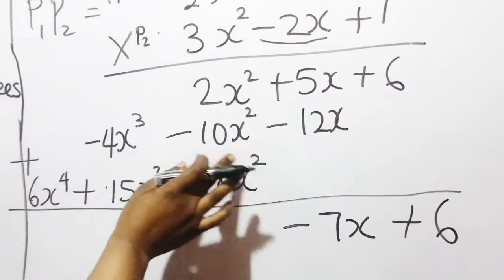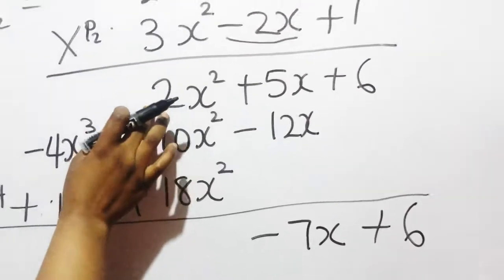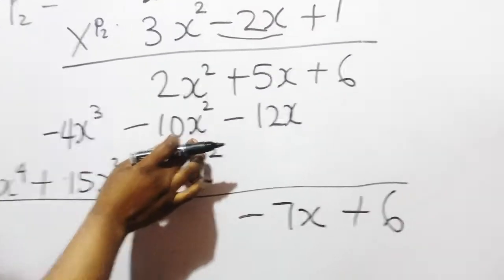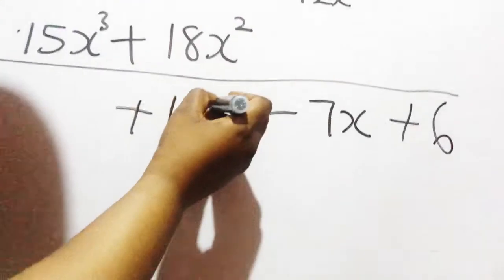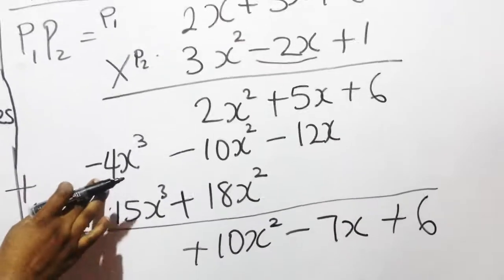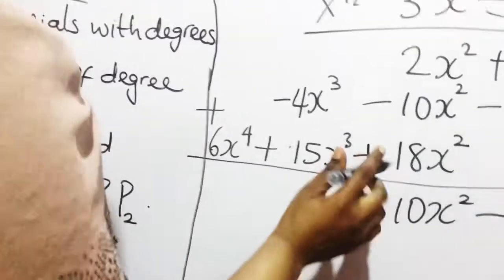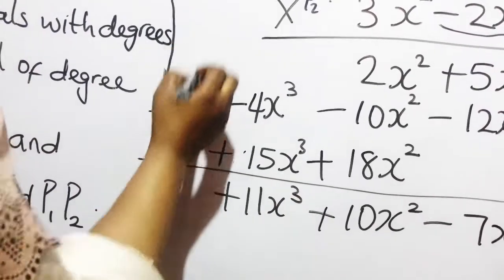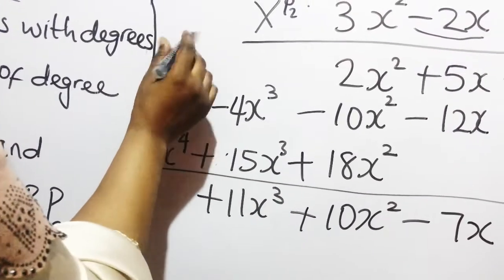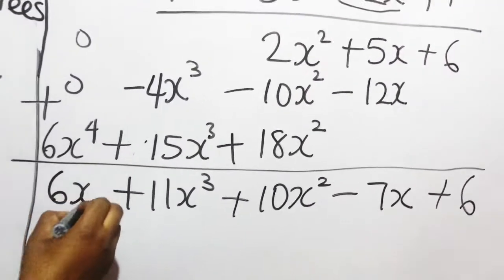Plus 2x squared minus 10x squared gives minus 8x squared. Minus 8x squared plus 18x squared gives plus 10x squared. Minus 4x cubed plus 15x cubed gives plus 11x cubed. Then this one does not have, so it's 0. So 0 plus 0 plus 0 plus 6x raised to power 4.